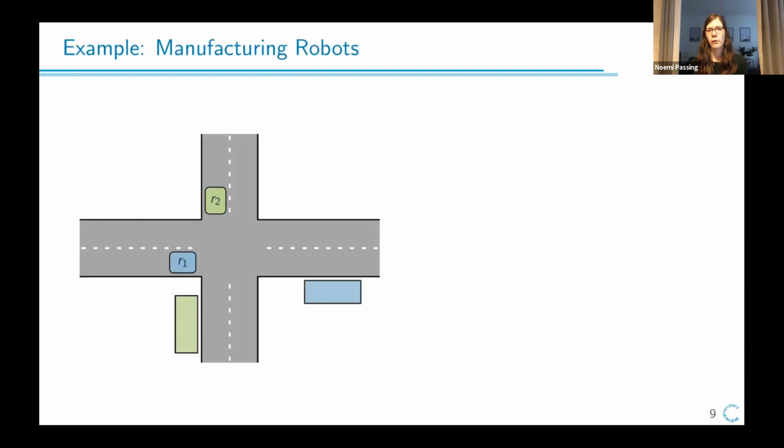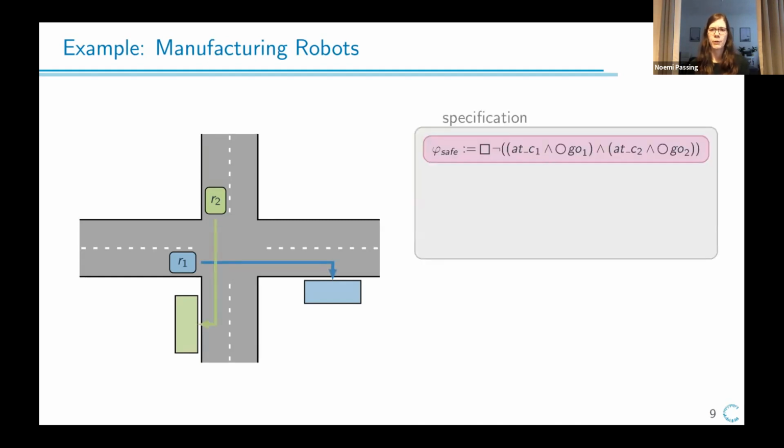As an example, consider a factory with two manufacturing robots, R1 and R2 here, and they drive on streets in the factory. They want to approach different machines, and there's a crossing that is used by both robots. R1 wants to approach the blue machine to the right here, while R2 wants to approach the green one.